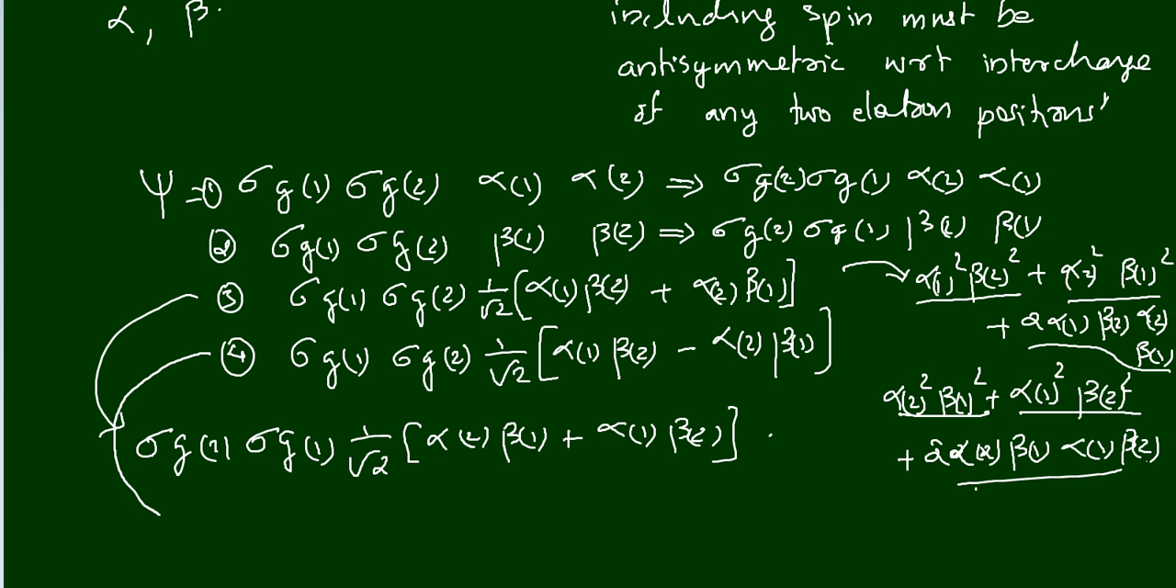And what about the fourth one? Here, after exchange of the electrons, it will be sigma g2 sigma g1, 1 divided by root 2.